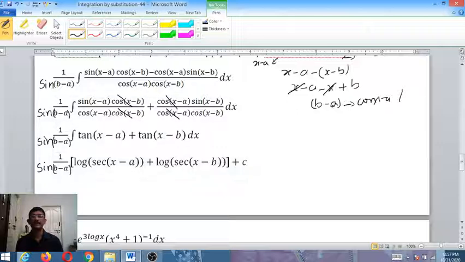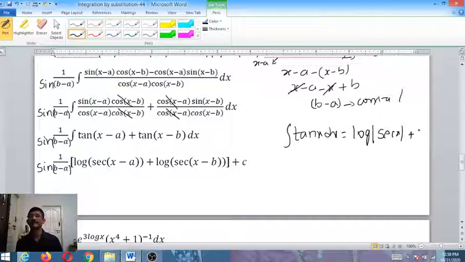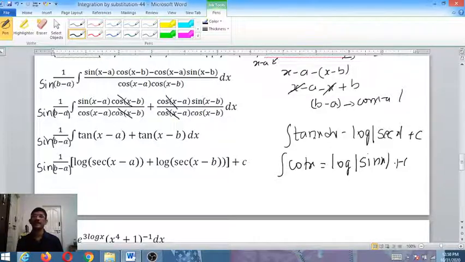b minus a. Remember, important one: integral of tan x dx will be log of modulus of secant x plus c. Integral of cot x will be log of modulus of sin x plus c. This is secant x plus c. Integral of tan is log of mod secant x.